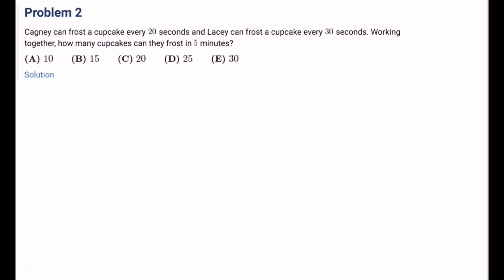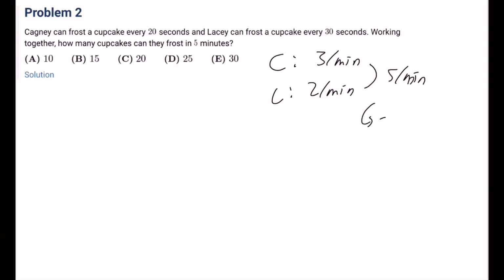Number 2. Candy can frost a cupcake every 20 seconds, and Lacey can frost a cupcake every 30 seconds. Working together, how many cupcakes can they frost in 5 minutes? Okay, so Candy can frost 3 per minute, because it's 1 every 20 seconds, and Lacey can do 2 per minute, so together they can do 5 per minute. But they have 5 minutes to do it, so that means they can do 25. So this will be our answer, it's D.